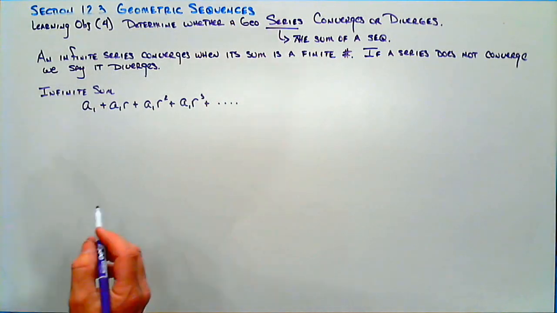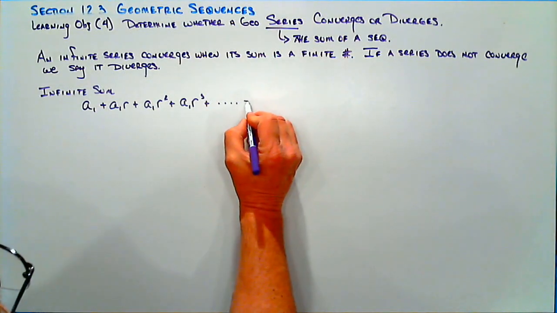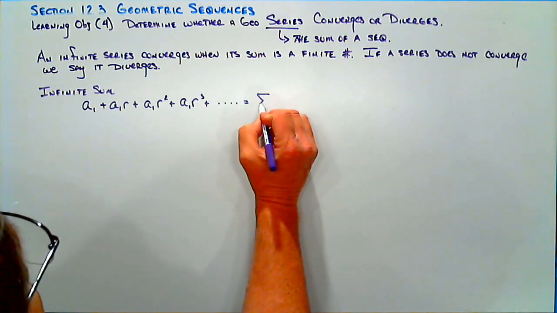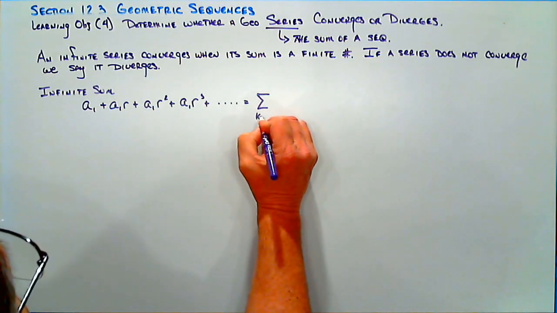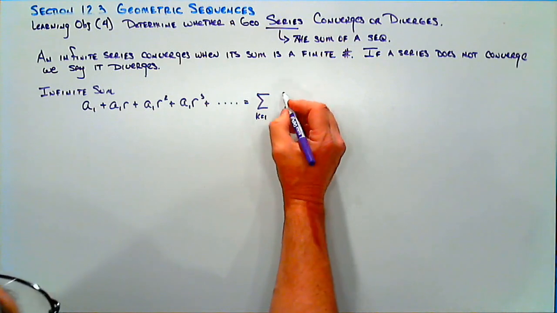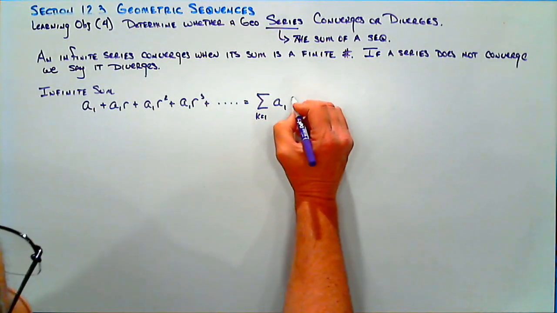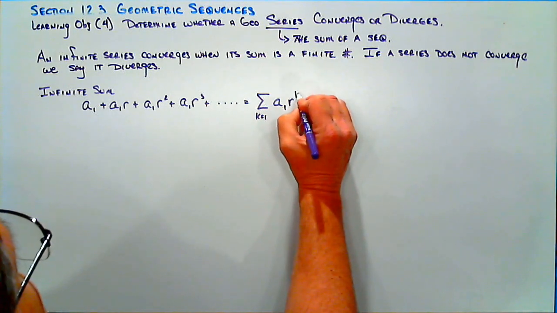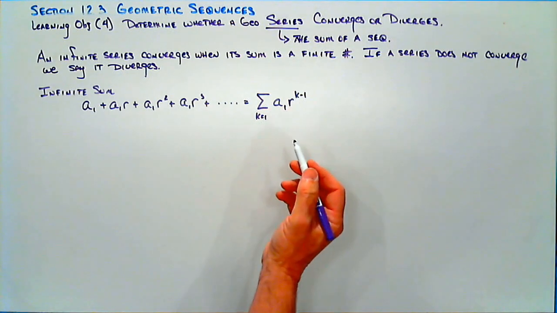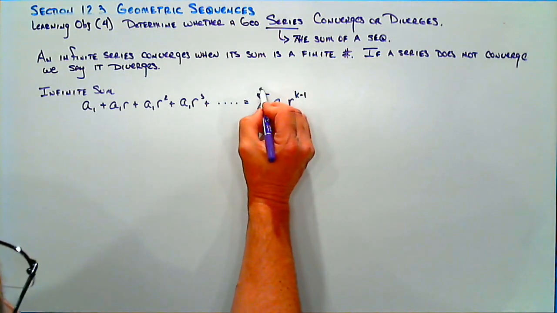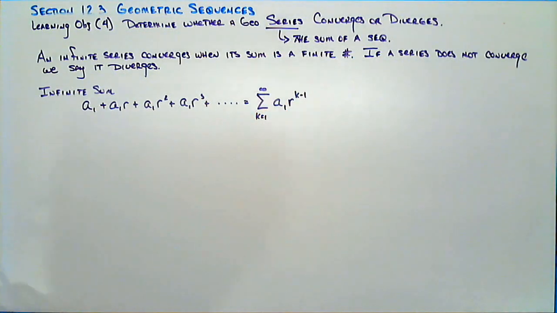So, what does this look like? We could write this in our summation form if we wanted to. We could say k is 1, we have a sub 1 times r to the k minus 1. That's our formula. And instead of stopping at n, now we're going to stop at infinity. Okay?